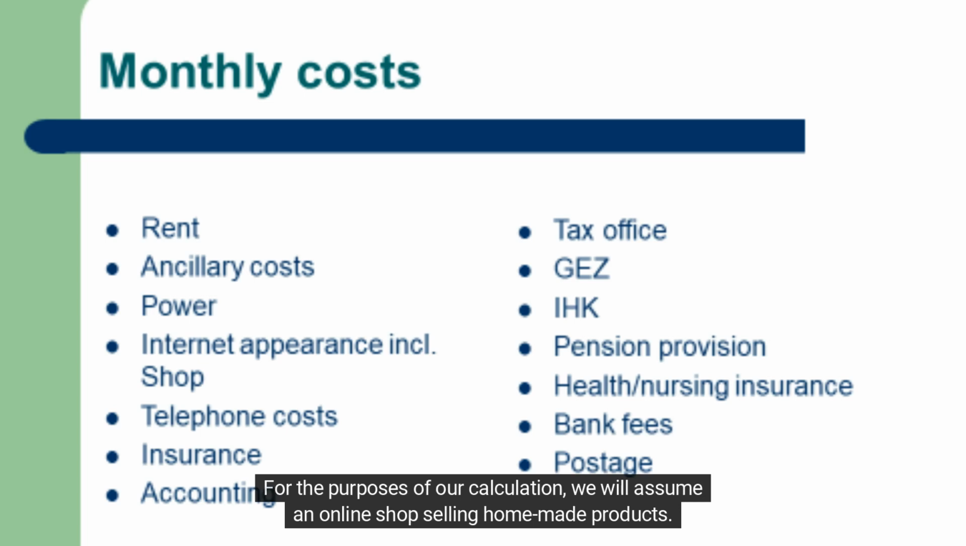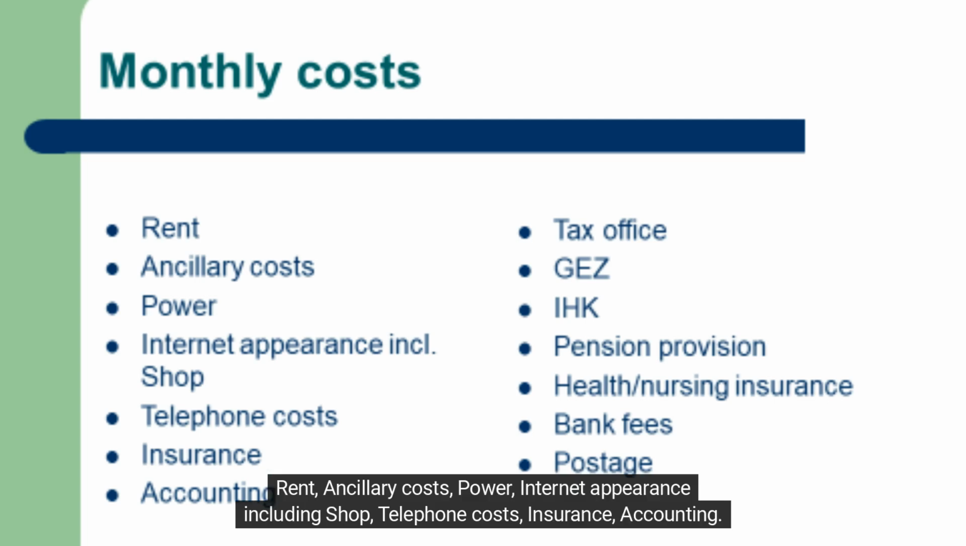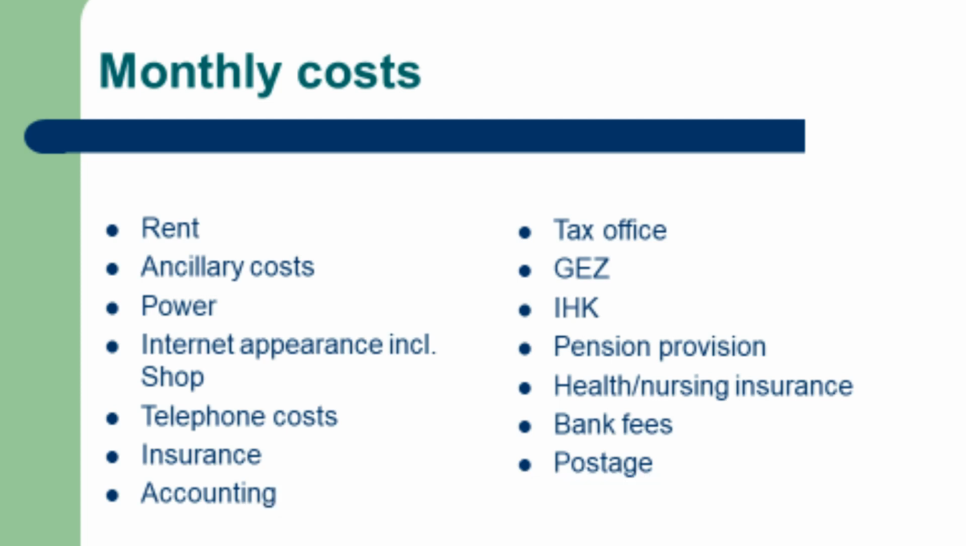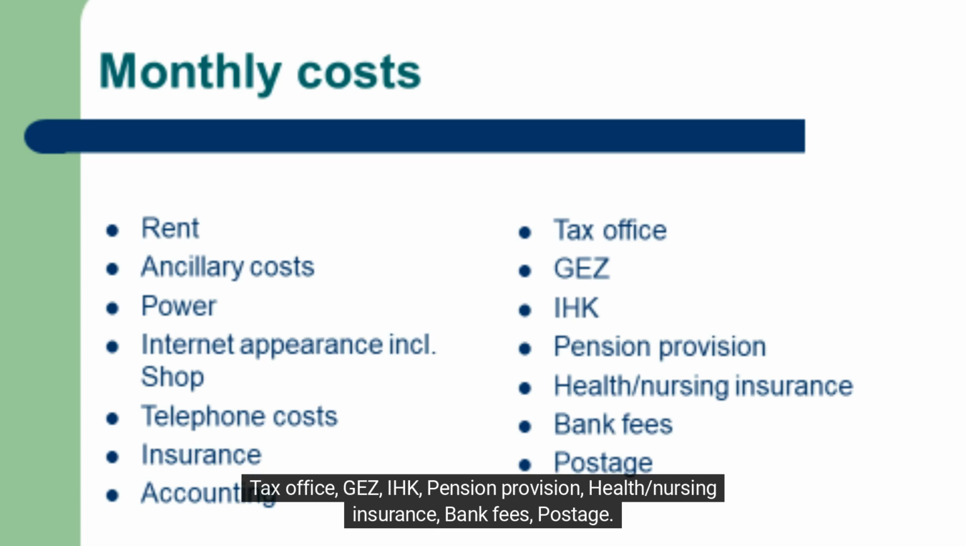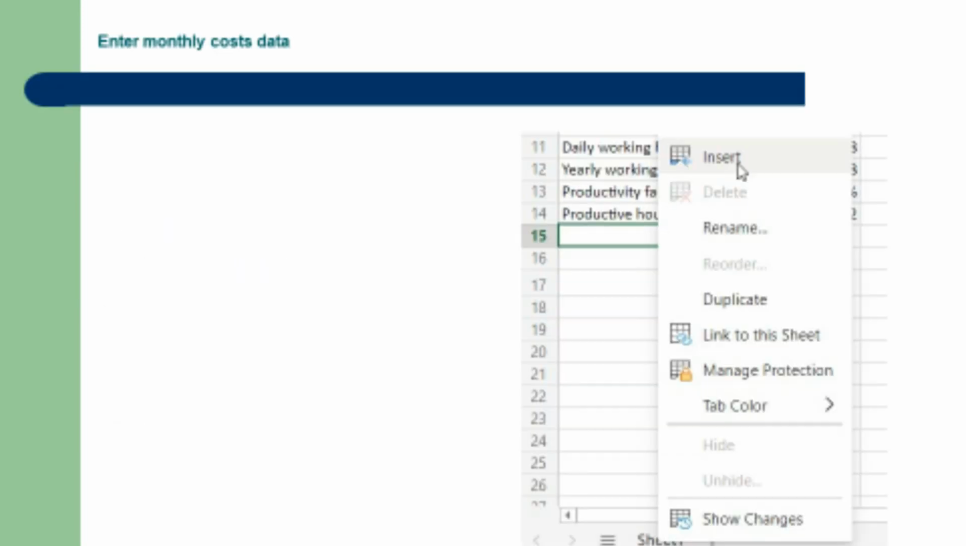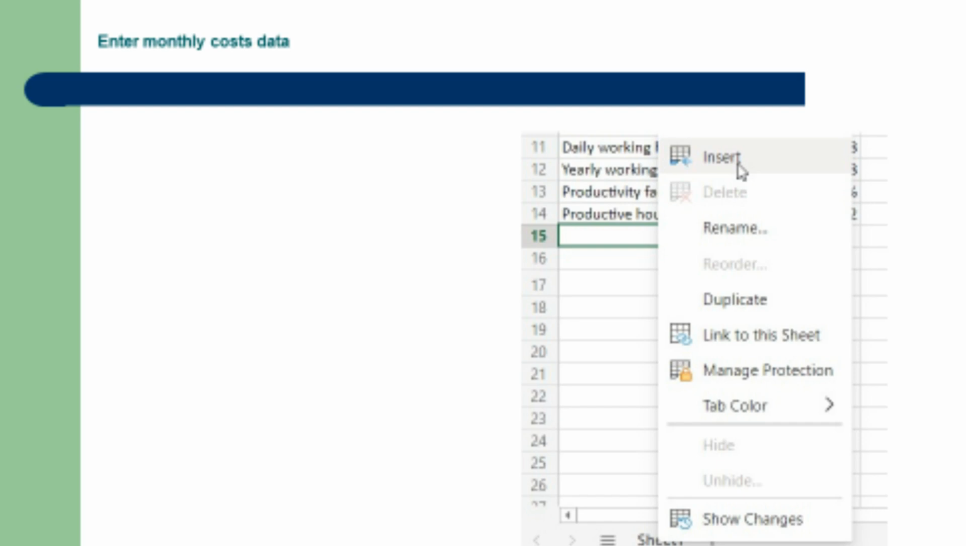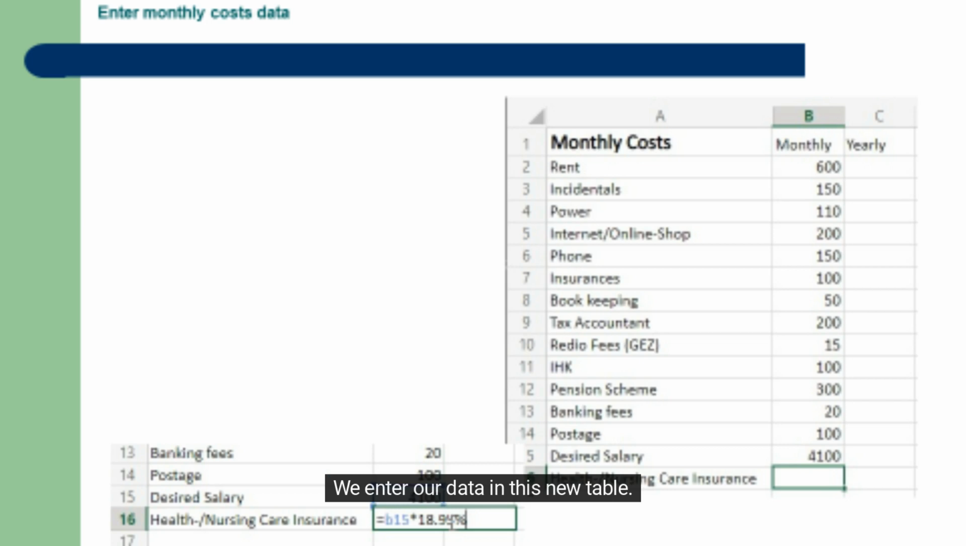For the purposes of our calculation, we will assume an online shop selling homemade products. To find out what we need to do with this, we first need to think about the monthly costs. Rent, ancillary costs, power, internet appearance including shop, telephone costs, insurance, accounting, tax office, GEZ, IHK, pension provision, health and nursing insurance, bank fees, postage. Then there is the salary I want to pay myself. If we right-click on Table 1 below, we can insert a new table for this data. We enter our data in this new table.